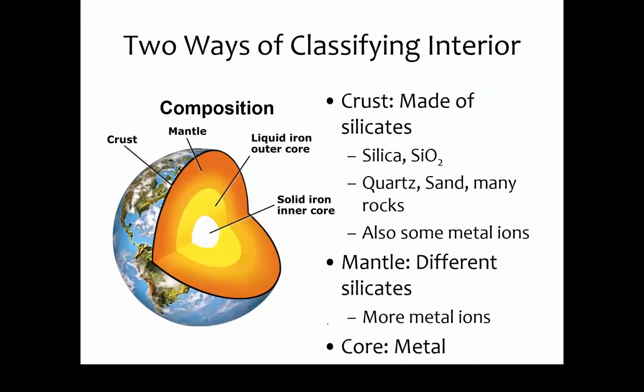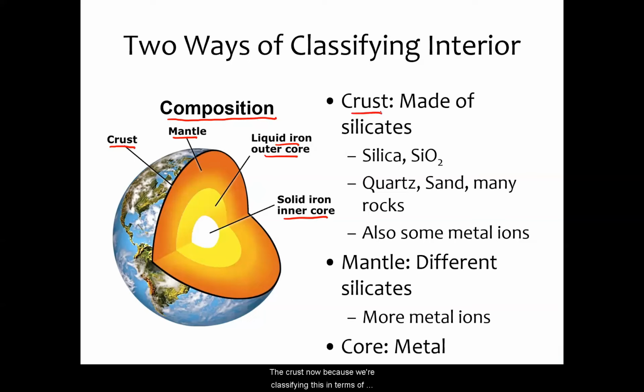So let's look at one way to classify the layers that make up Earth. One way, and this is one of two, is by composition. And it's got four broad pieces. It's got the crust, it's got the mantle, it's got a liquid iron outer core, and then it's got the solid iron inner core. Crust, mantle, core.